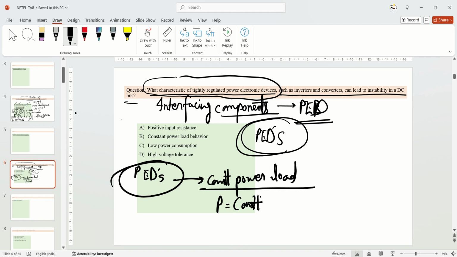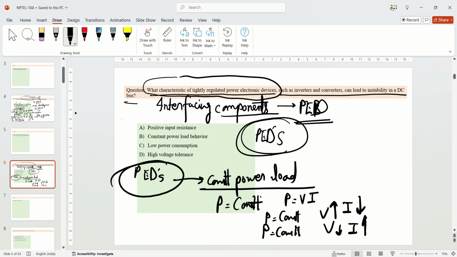So what happens is, suppose considering power is equal to VI. If P is equal to constant, when you are increasing the voltage, the current will dip. And when the voltage is decreasing, the current will go up. Okay, there are two cases.